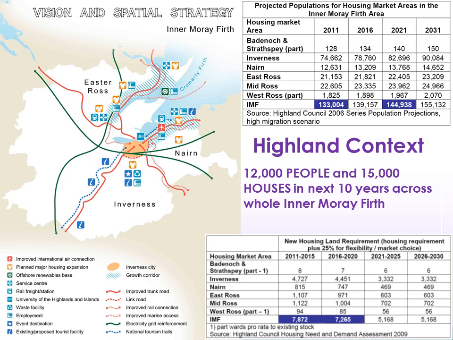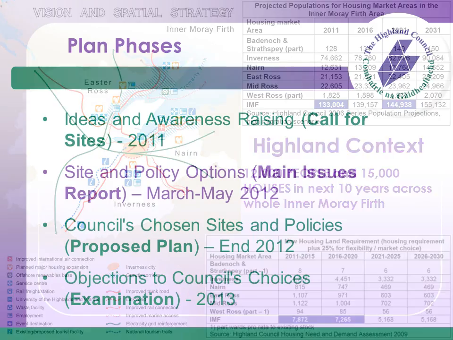We recently adopted the Highland-wide Local Development Plan, which sets out a vision and spatial strategy for the area. This includes accommodating growth, helping those who currently live in the area move on to the housing ladder, and welcoming new people to live and work in the area. We are planning for this growth to happen right across the Moray Firth, and this may lead to up to 12,000 extra people living and working in the communities of our area. To accommodate this, we will need around 15,000 new homes by 2020.